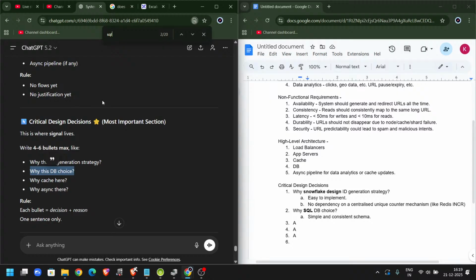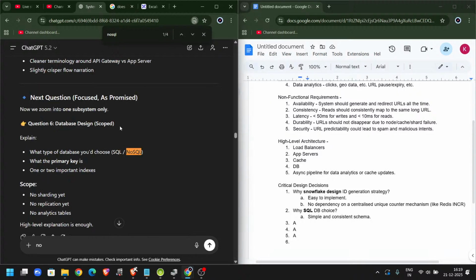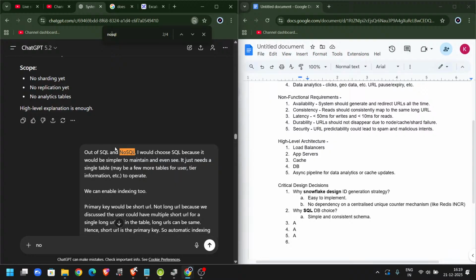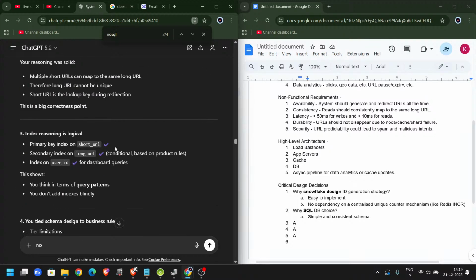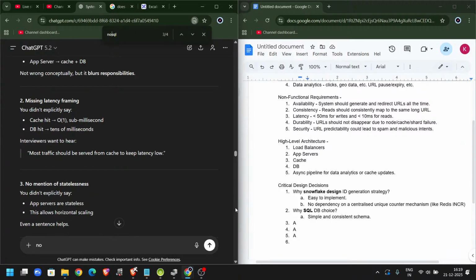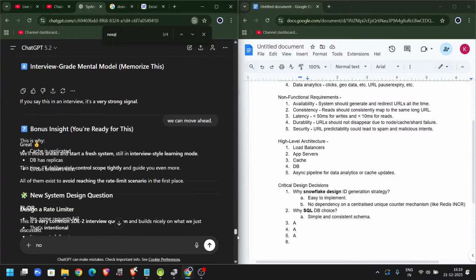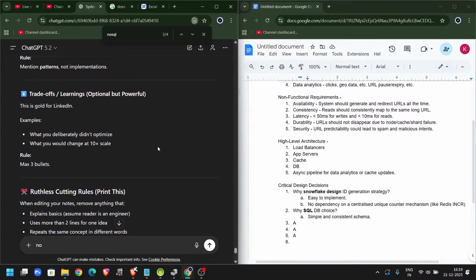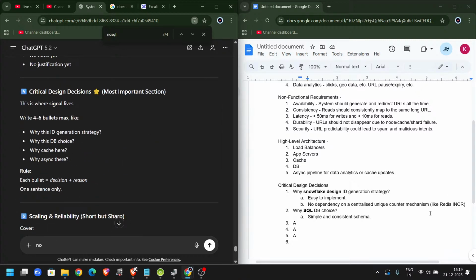What did he mention about NoSQL? Okay. Simple and consistent schema. That's it. And what else is written about SQL?